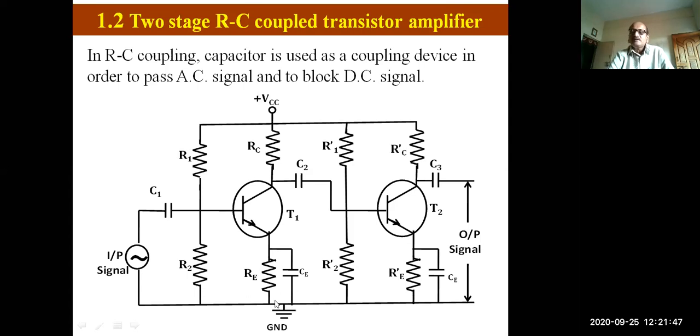If this resistance R is large, what is the function of a resistance? It opposes the flow of a current.